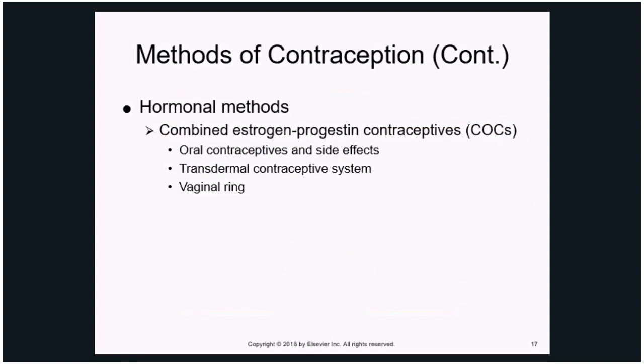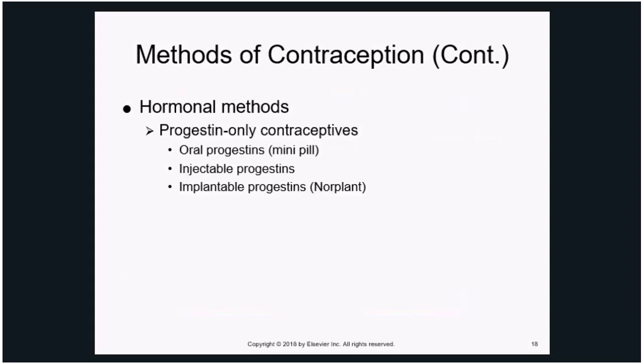Hormonal methods: combined estrogen-progesterone contraceptives can be oral contraceptives. Be aware of the side effects, transdermal contraceptive systems, and the vaginal ring. Progesterone-only contraceptives are oral progestins, the mini pill, injectable progestins, and implantable progestins like Norplant.